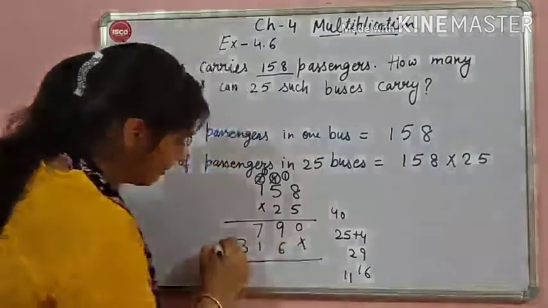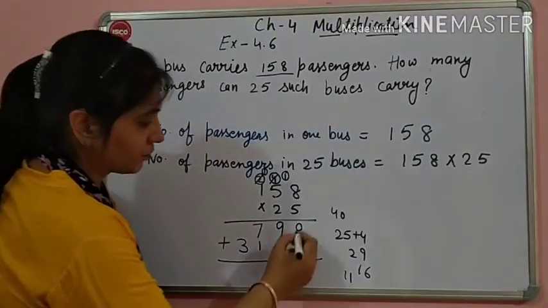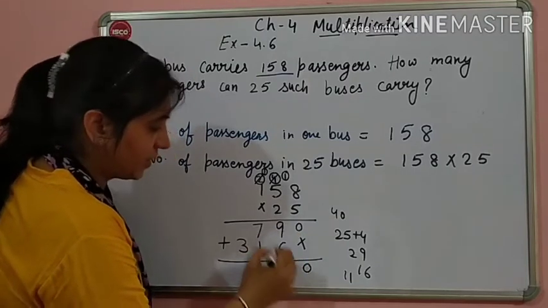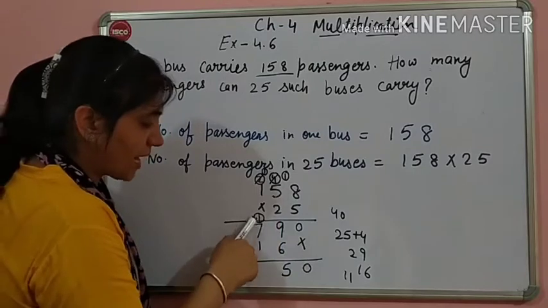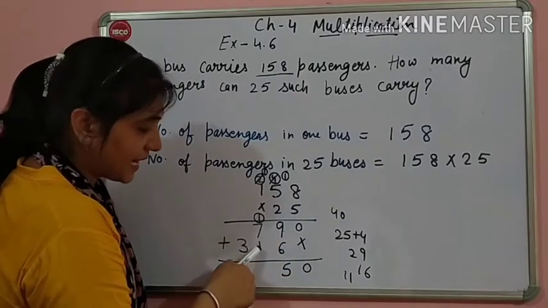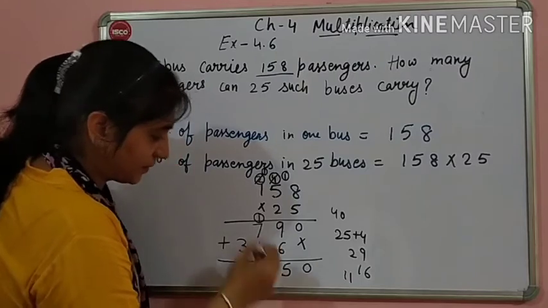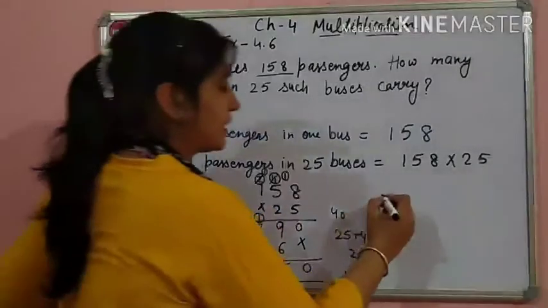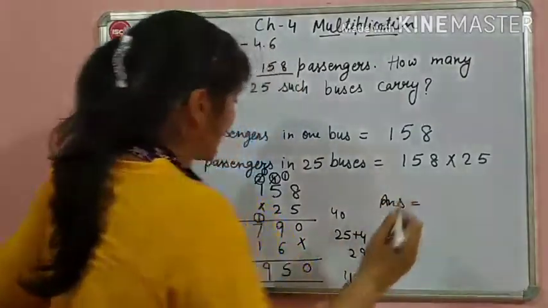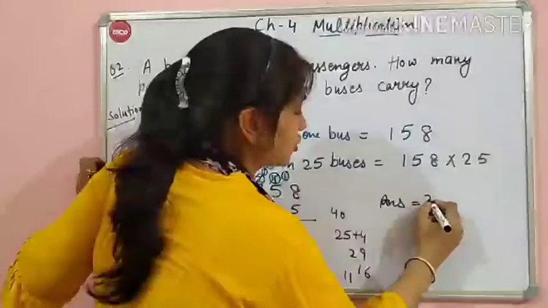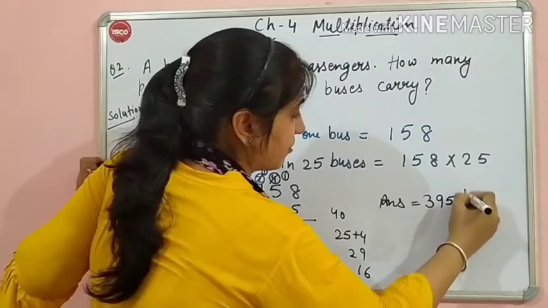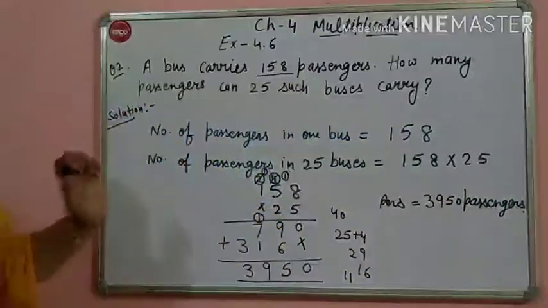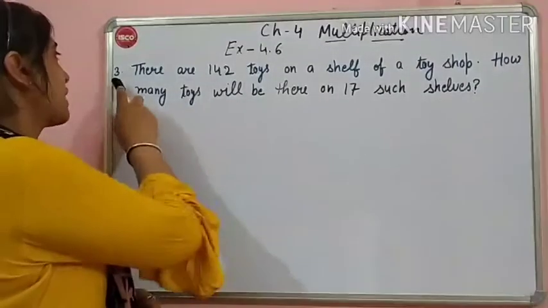So to get the result we have to add them. 0, 9 and 6, 15. 1 carry over to here. 1 and 7, 8. 8 and 1, 9. This is the only number 3. So students, our answer is, how many passengers are in 25 buses? Yes, 3,950 passengers. Okay. Now come to question number 3.